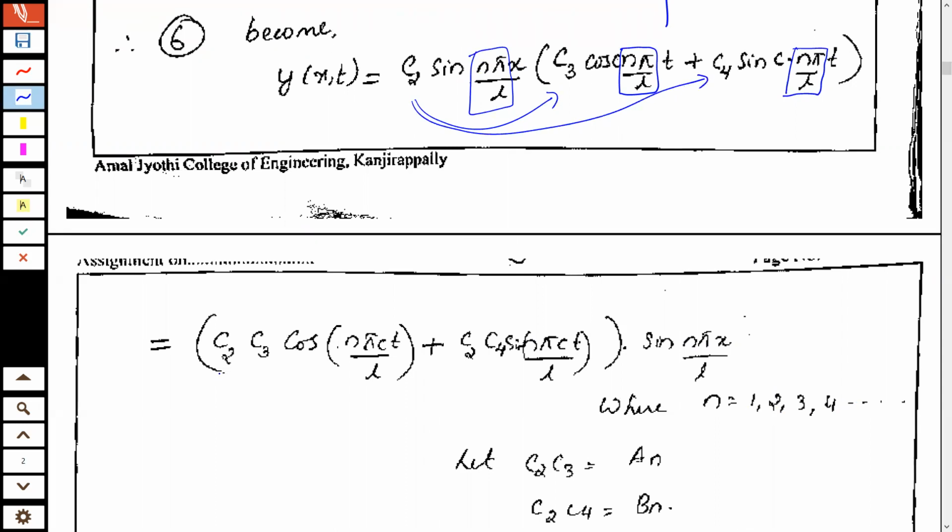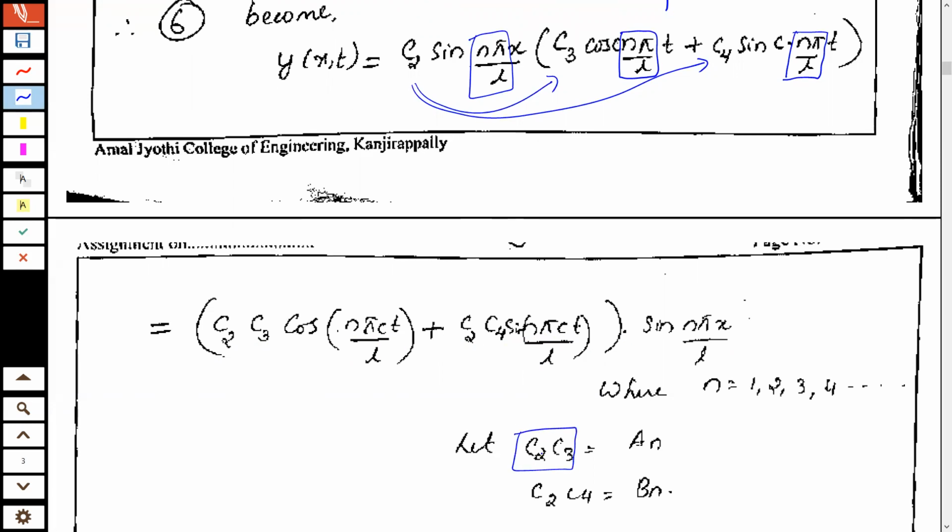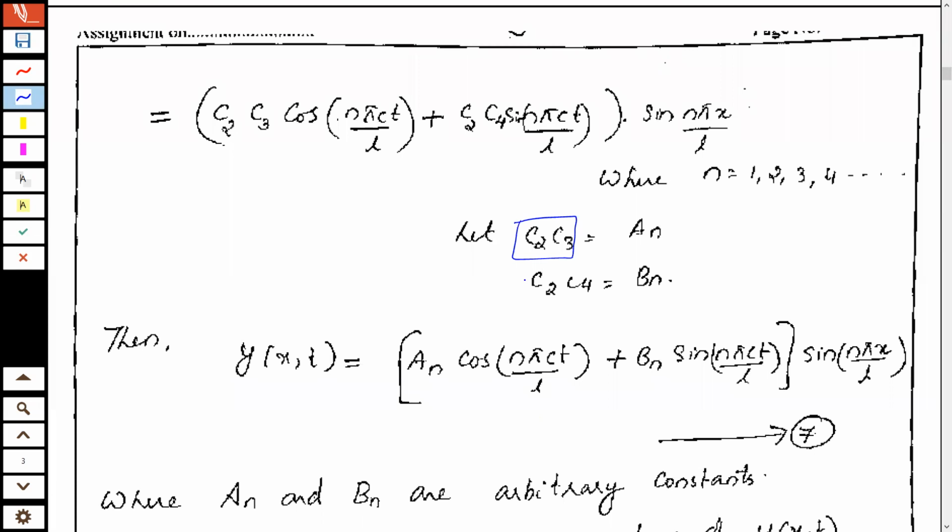Now, let us open the bracket by multiplying this C2 inside the bracket. We will get the solution as C2 into C3 cos n pi Ct by L plus C2 into C4 sin n pi Ct by L, into sin n pi x by L. Now, let us call this constant C2 into C3 as An and the constant C2 into C4 as Bn.